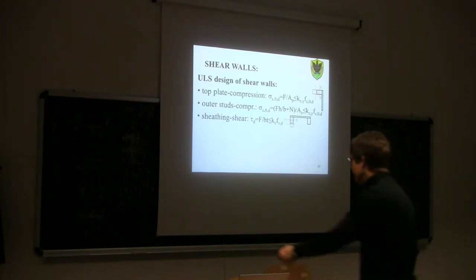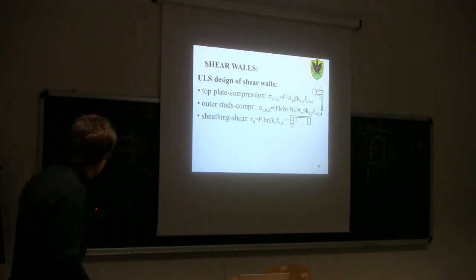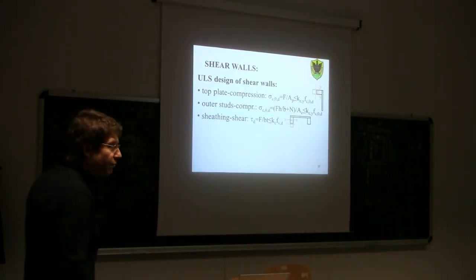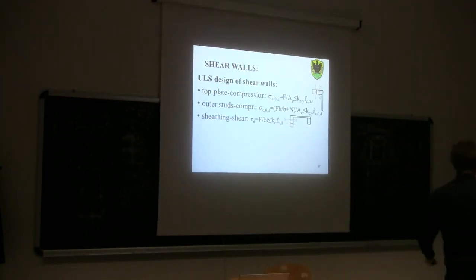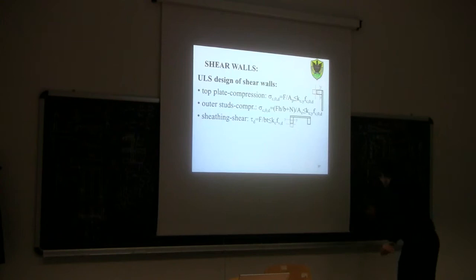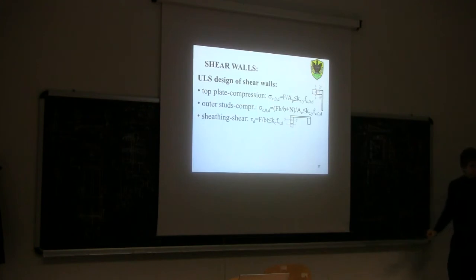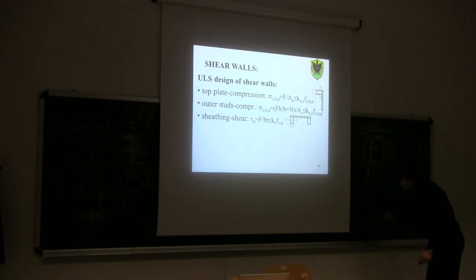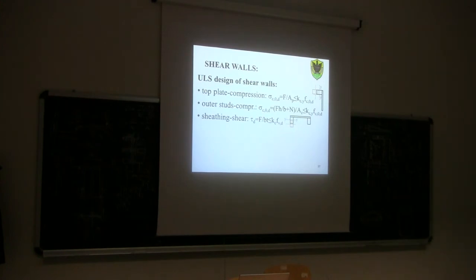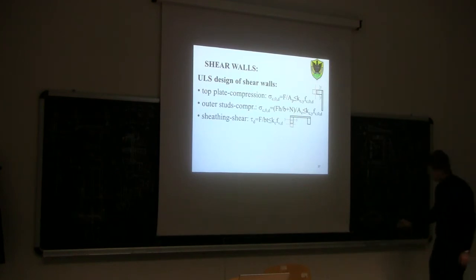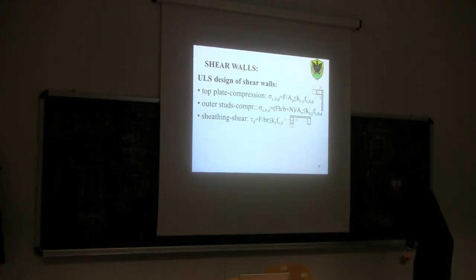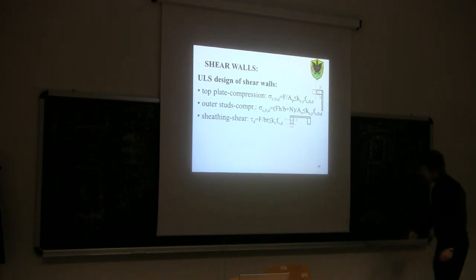To reduce the plate buckling, we put an inner stud. If we didn't have an inner stud, so if we had only the outer studs, then the buckling would be something like this, or something like this. To reduce the effective length of buckling, we place another member in the center. In this case, as you can see, we have a reduced effective length for plate buckling.